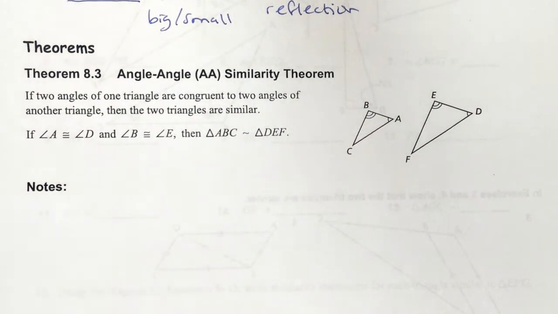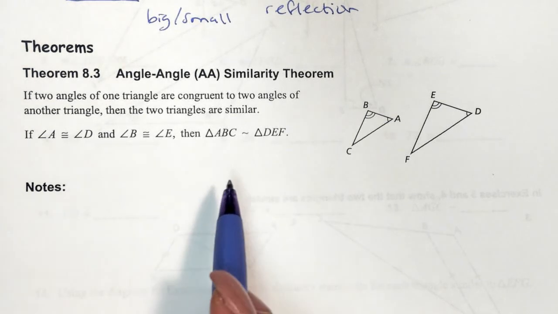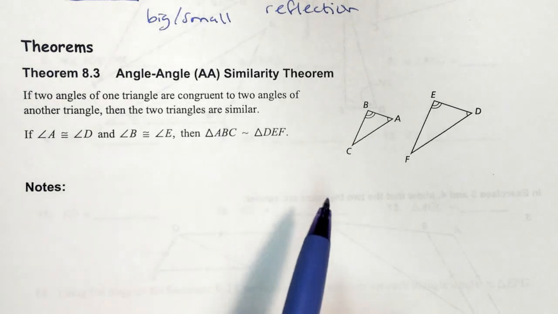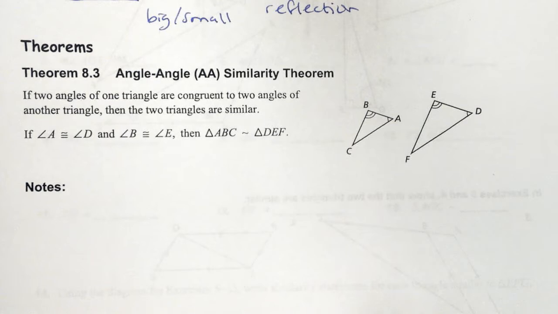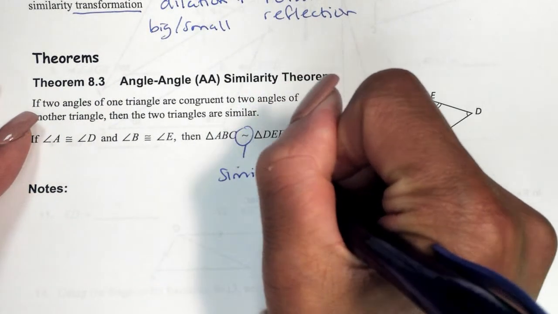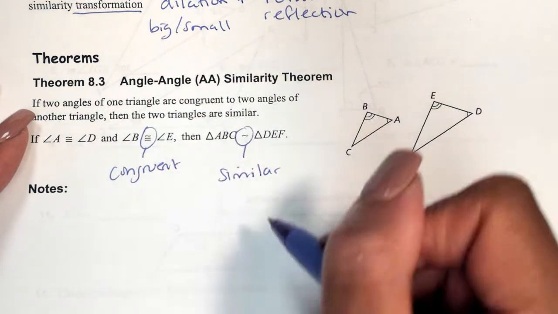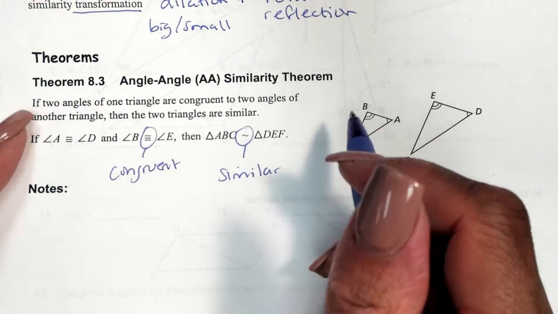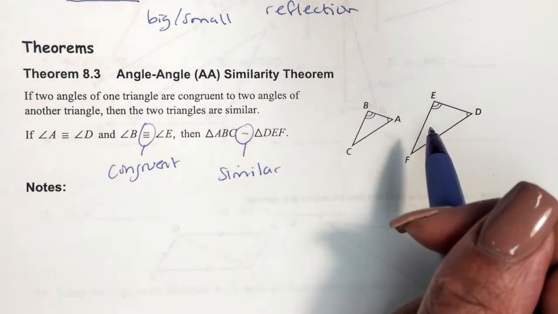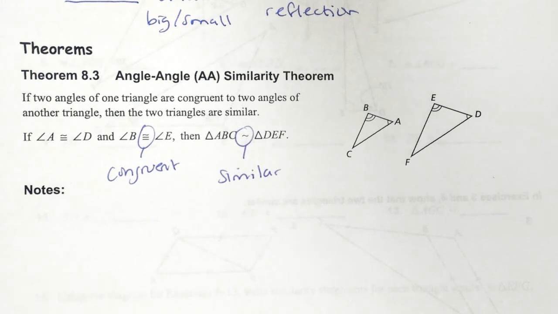So we're on to our theorems. We have 8.3 angle similarity theorem. It says if two angles of one triangle are congruent to two angles of another triangle, then the two triangles are similar. So if I have two out of the three, then they are similar. Note this little symbol here means similar, and this symbol here means congruent. So those mean two different things. These are similar, but not necessarily congruent to each other, just because of the size factor. Okay, so that is 8.2.